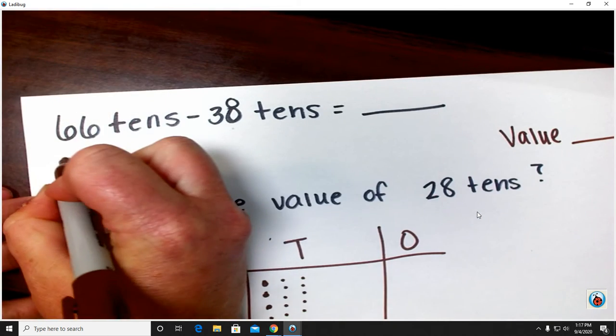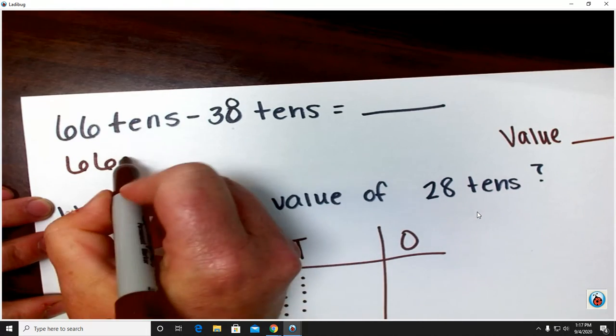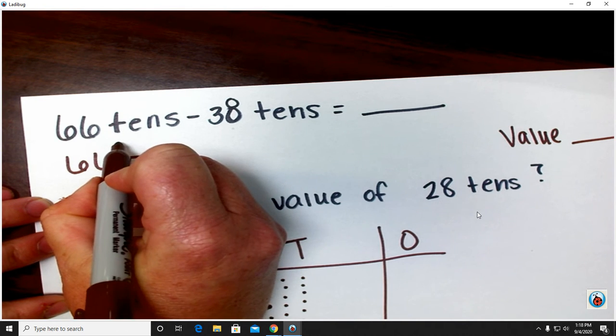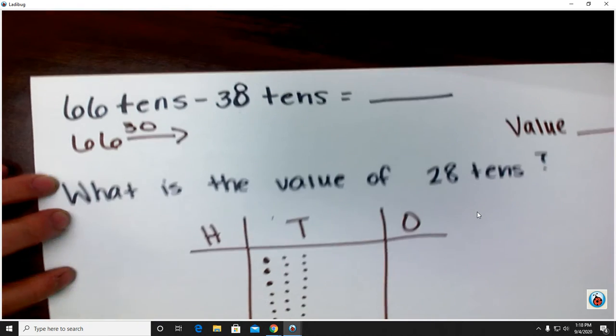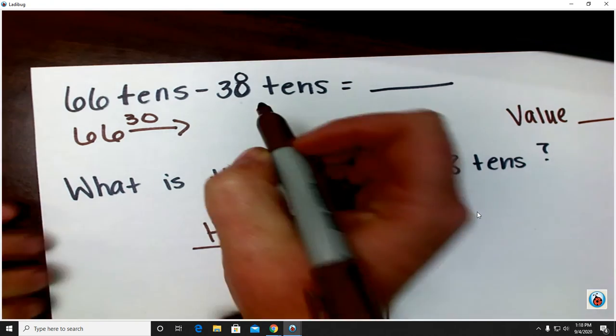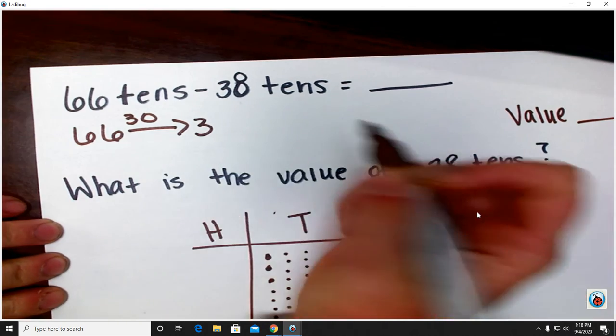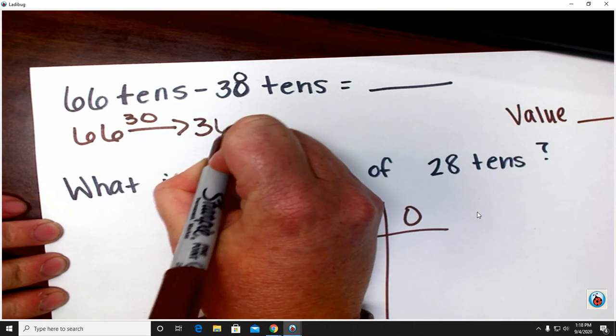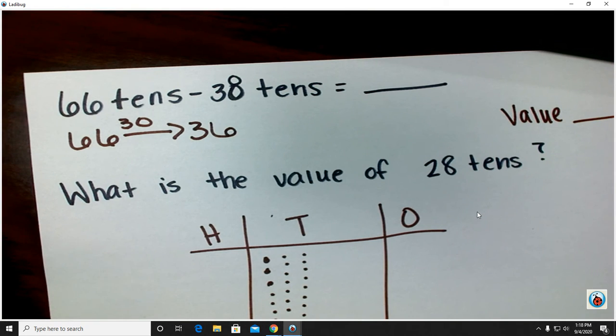So I'm just going to make my 66 and I'm going to subtract 30 tens. Okay. I'm going to subtract 30 tens. So I'm going to say, okay, 60 minus 30 is 30, and then my ones stay the same. So I have 36 there.